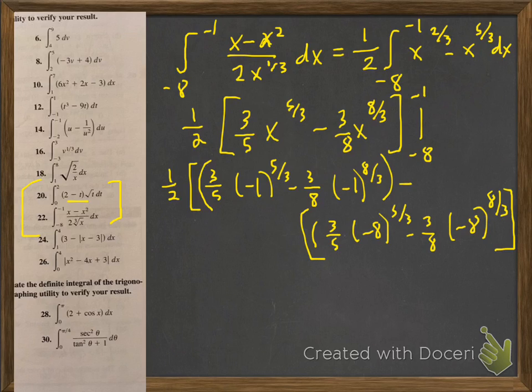Simplify, we're going to leave the 1/2 out front. -1 to the 5/3 is -1 to the 5th, which is -1, the third root of that. So -3/5 minus -1 to the 8th is 1. Third root of that is 1. So 1 times -3/8 is -3/8. That's my first quantity.